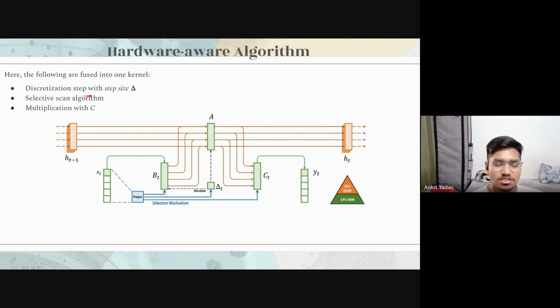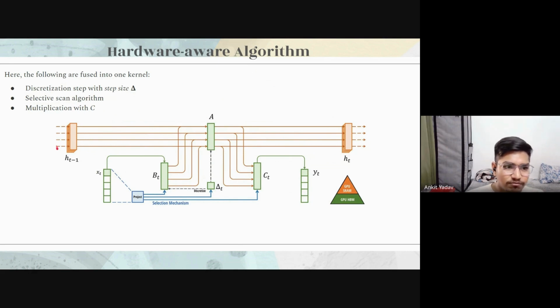So what actually happens in one kernel fusion is: the discretization step happens from continuous to discrete. The second thing is the selective scan algorithm, where parallel computation is happening in O(n/t) time. And the third thing is it multiplies back with C and produces the output.